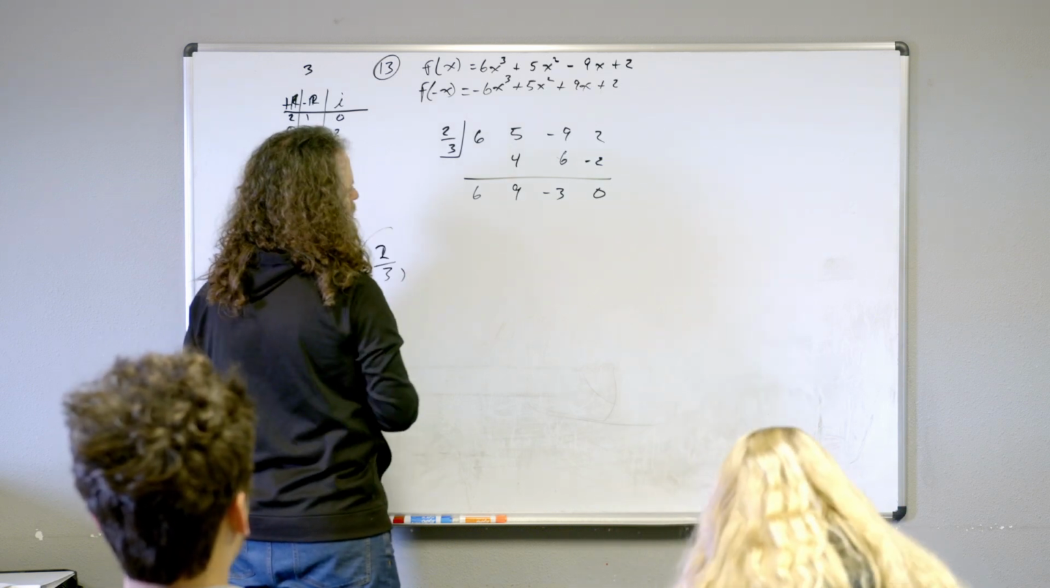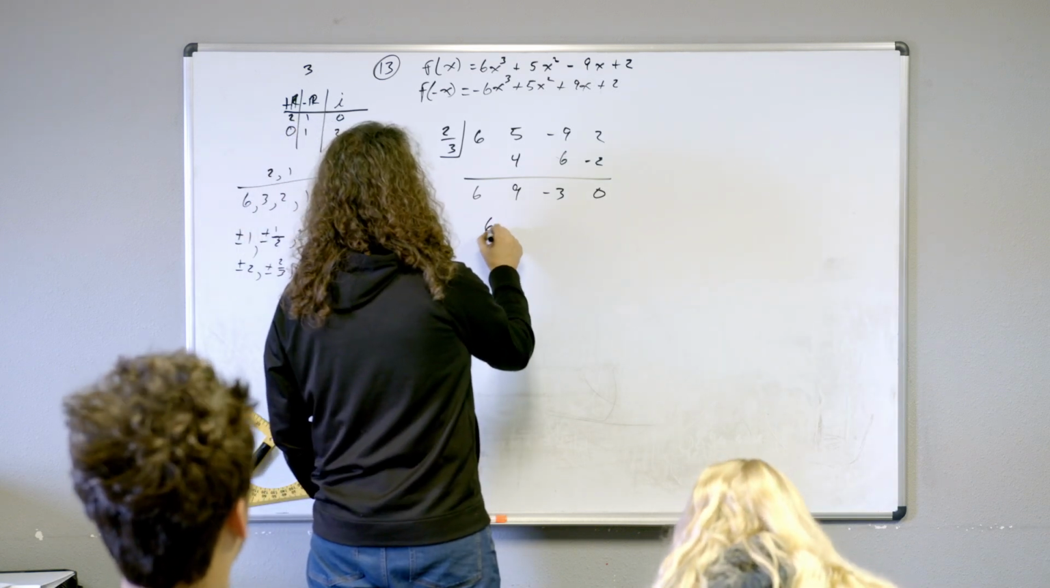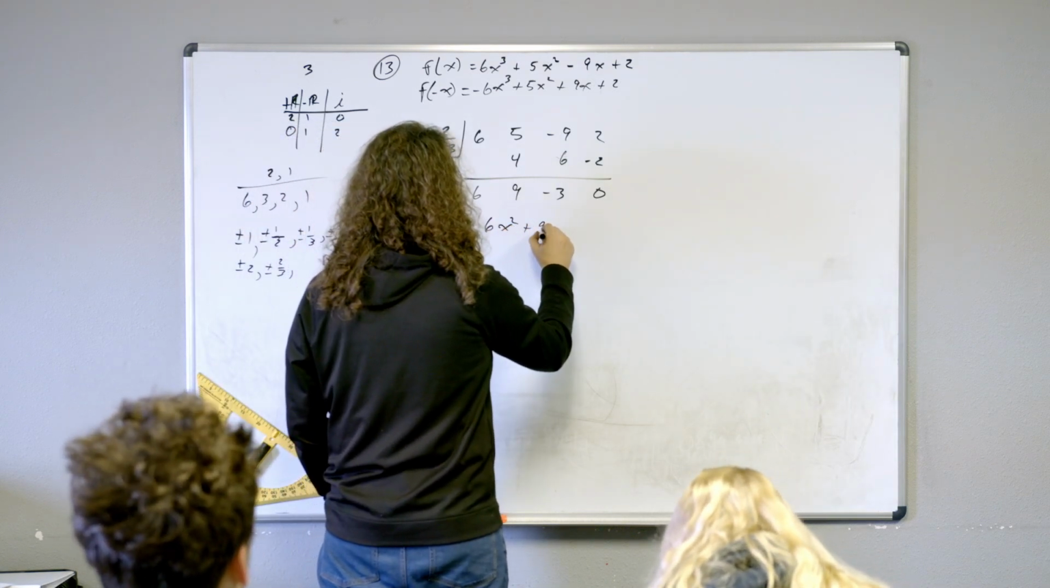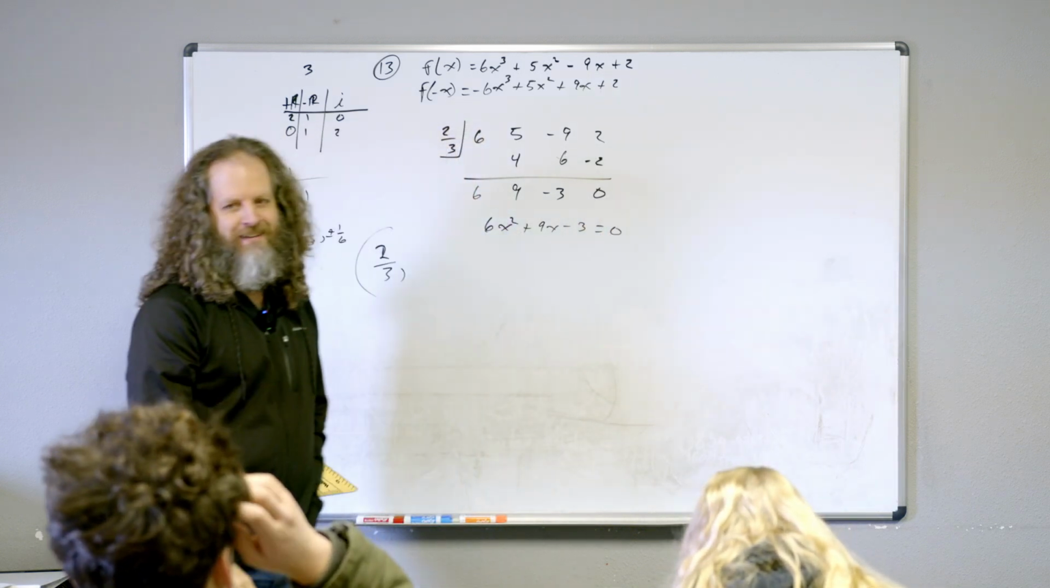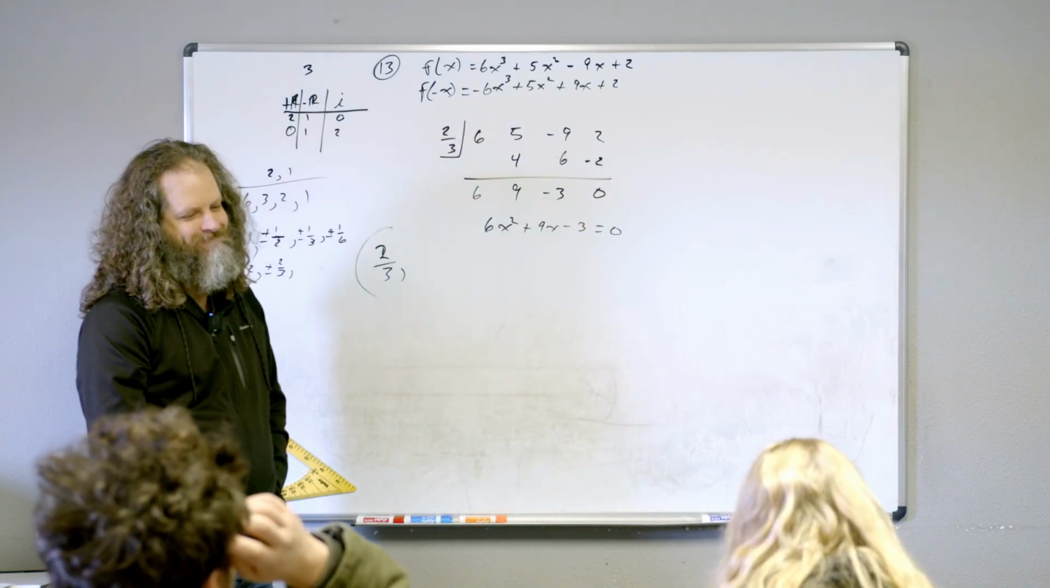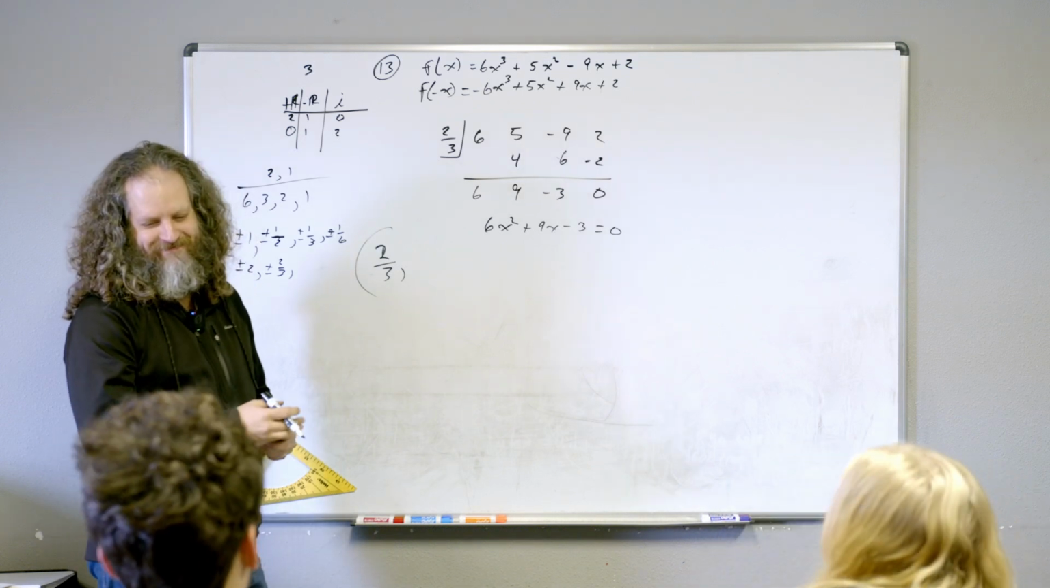And now a quadratic formula, right? Because the depressed equation will be 6x squared plus 9x minus 3 equals 0. And I think y'all got it from there. Do we? Yeah, just reduce at the end. It is a quadratic form.